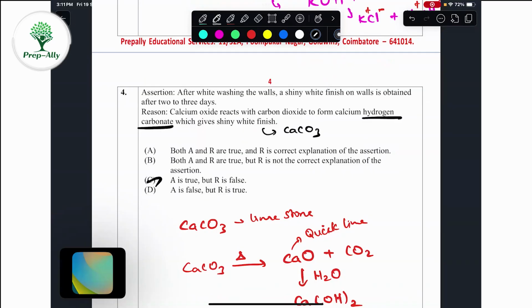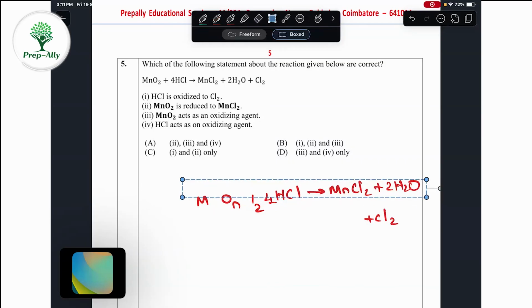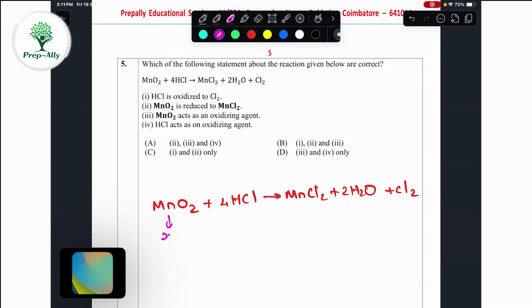So the answer is C. In this question, we are given a reaction: MnO2 plus 4HCl. It is going to convert into MnCl2 plus 2H2O plus Cl2. So what is happening here? Mn here is X, plus 2 oxygens are there. For oxygen, the oxidation state is going to be -2. So Mn is in +4 oxidation state here, and Cl is in -1 oxidation state here. Here Cl is in 0 oxidation state. Here Mn is in +2 oxidation state.